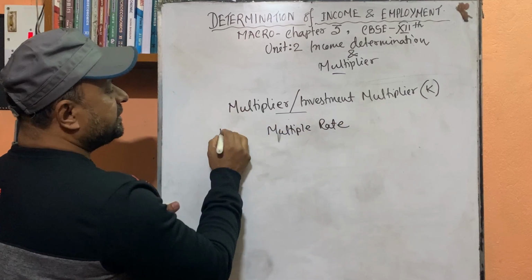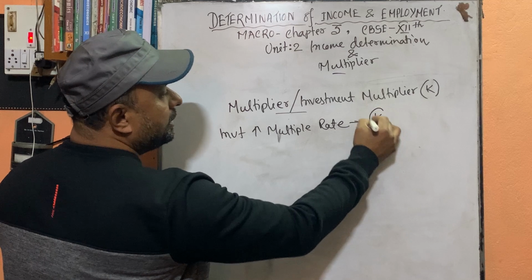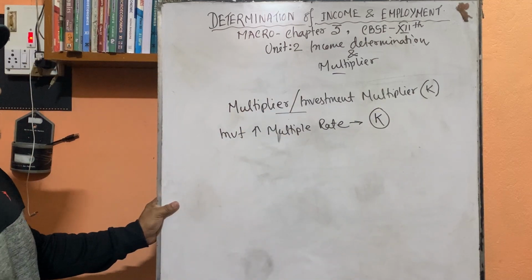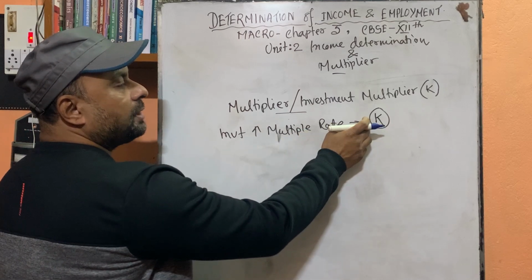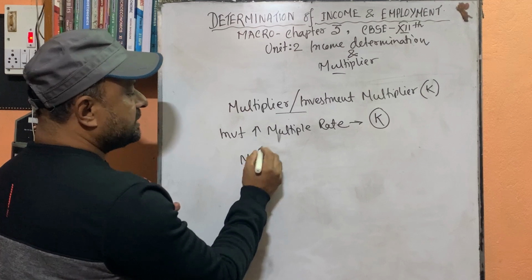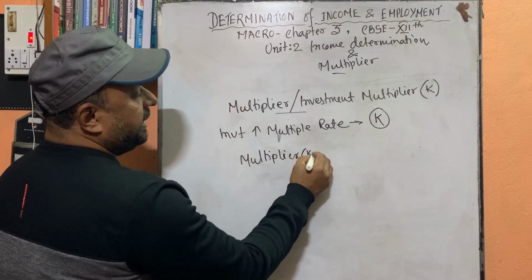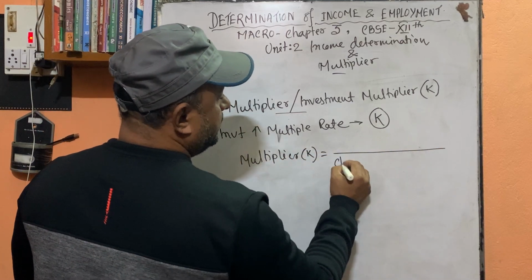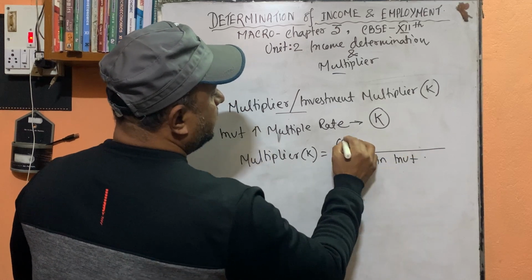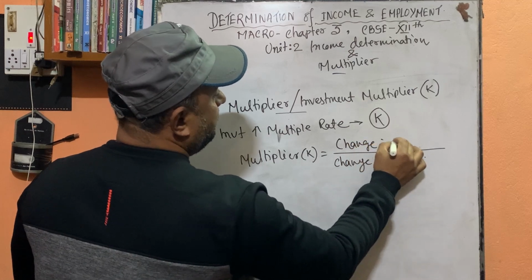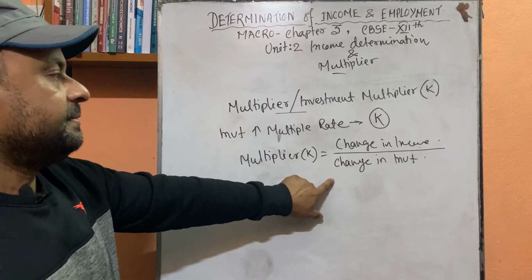With the rise in the investment, income also rises at a multiple rate, and that rate is called the multiplier, K. So the multiplier symbol and notation is like that. K is equal to change in income over change in investment. So the ratio between change in income and change in investment is the multiplier.